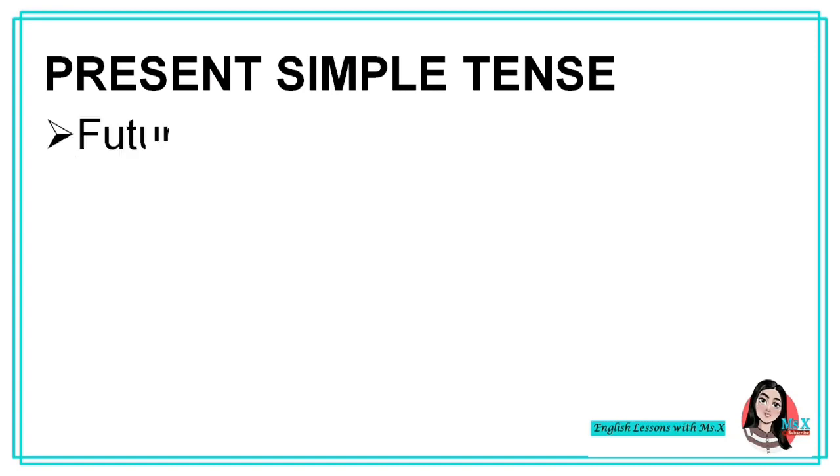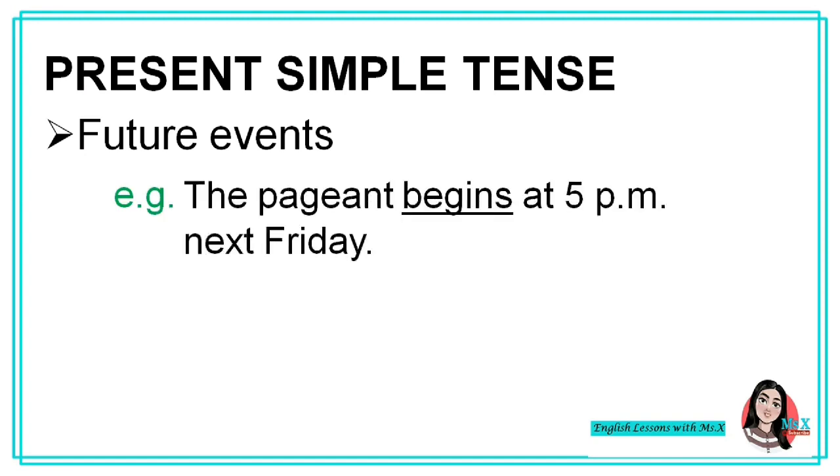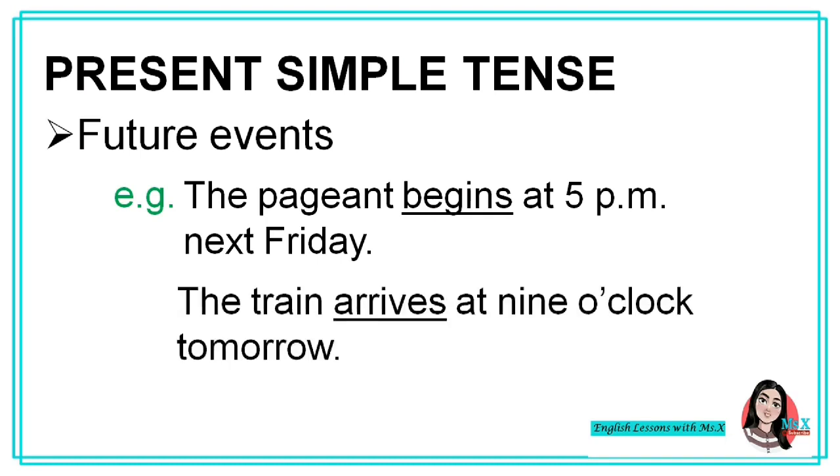We can also use this tense to refer to events in the future. For example, the pageant begins at 5 p.m. next Friday. The train arrives at 9 o'clock tomorrow. We use present simple to talk about future when we are discussing a fixed schedule or timetable.